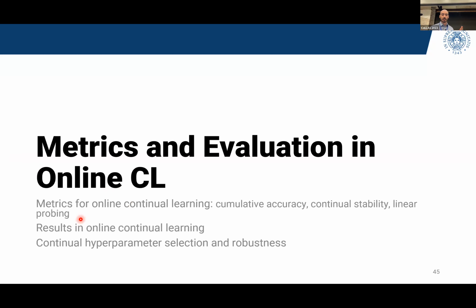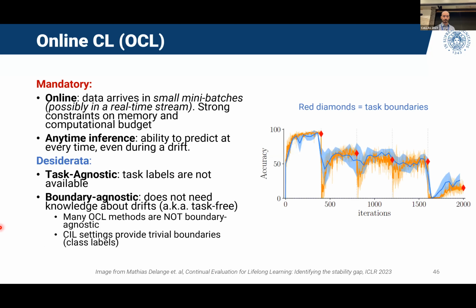So first, I want to talk about the metrics that we can use for online continual learning, and some results that give an overview of the current performance of popular methods in online continual learning. And finally, I want to talk a little bit about robustness to hyperparameter choices, which is a bit of a problem in continual learning. So first of all, what is online continual learning?